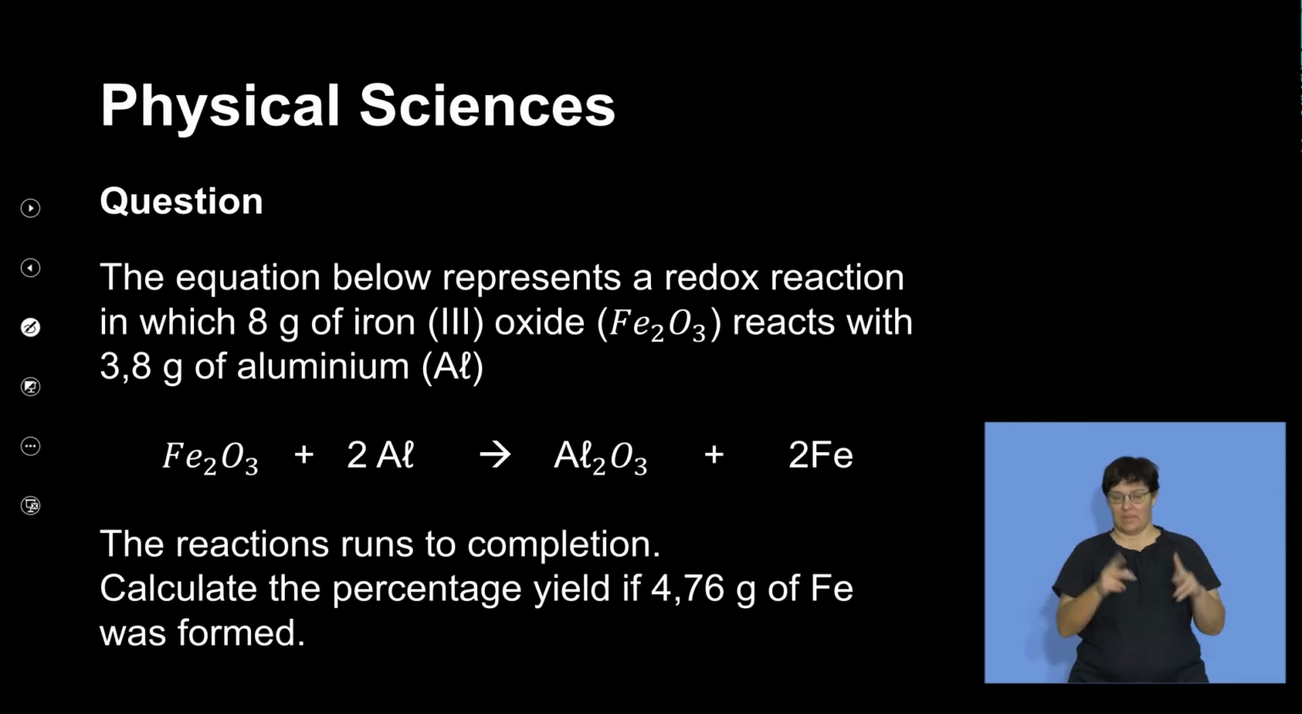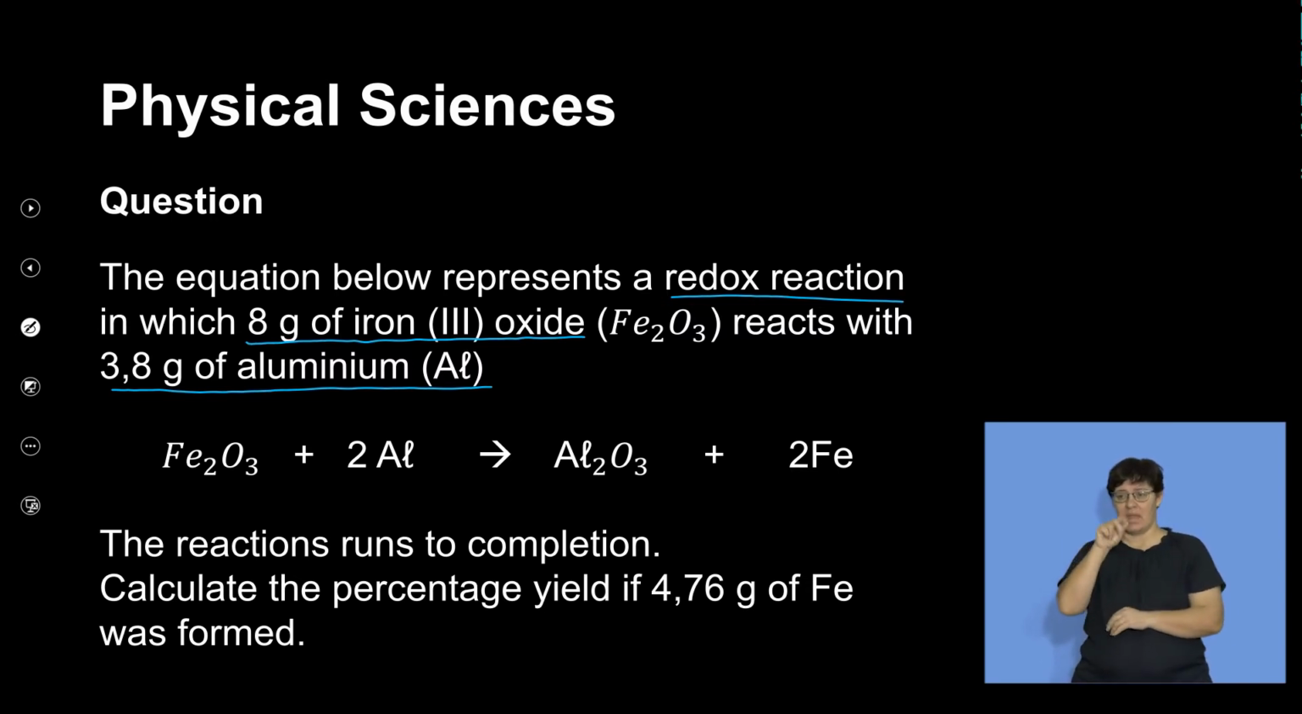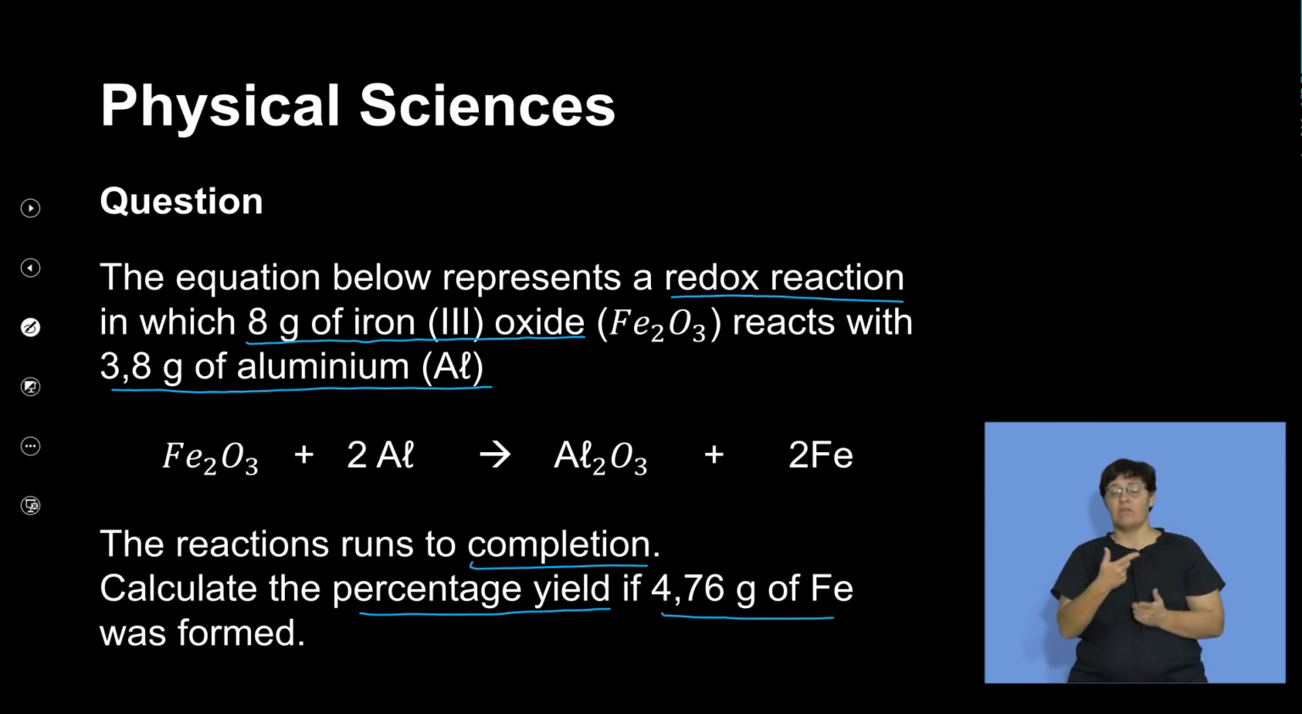In this question, it says the equation below represents a redox reaction that has a lot to do with the transfer of electrons. There is 8 grams of iron 3 oxide that reacts with 3.8 grams of aluminium according to the balanced equation of reaction. So this reaction runs to completion. It means one of the 2 reactants actually gets used up, and then the reaction stops for that reason. So we want to determine the percentage yield given that 4.76 grams of iron was formed.